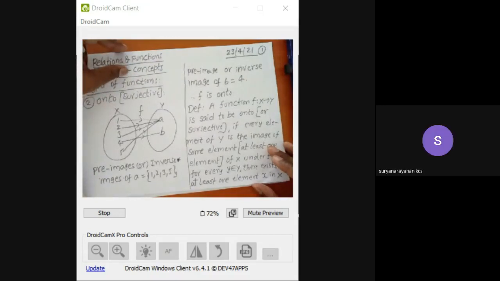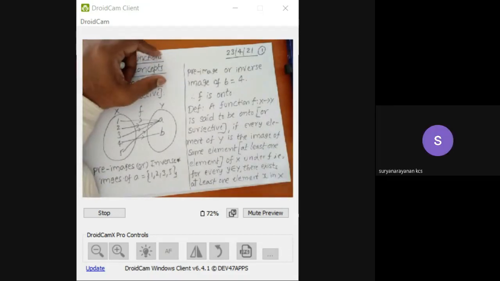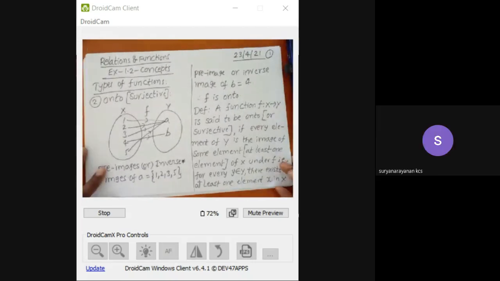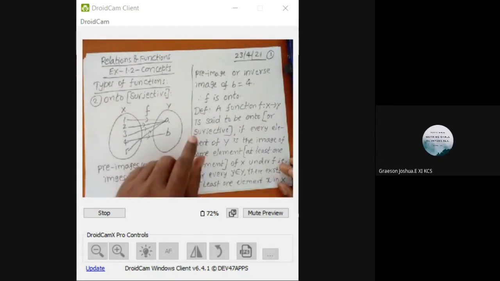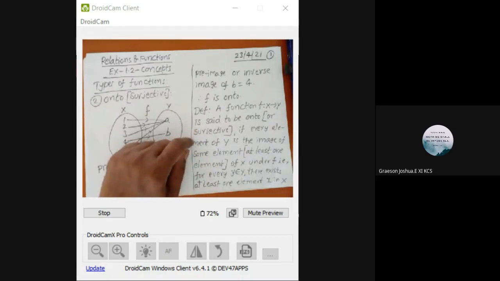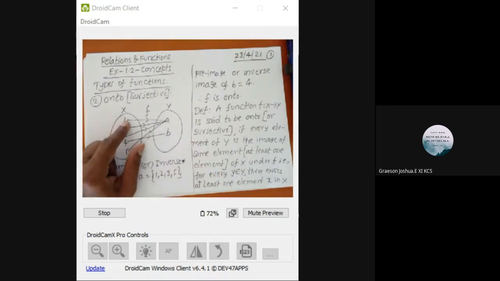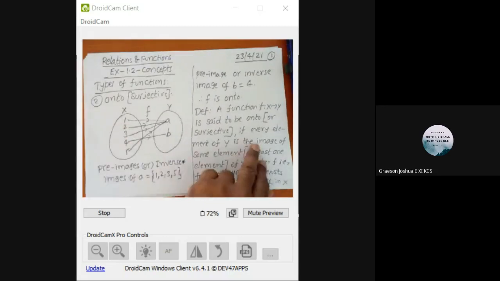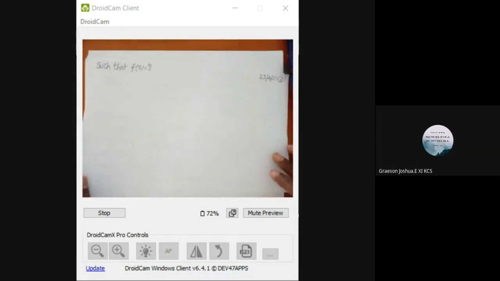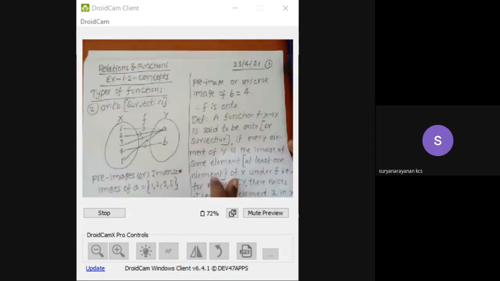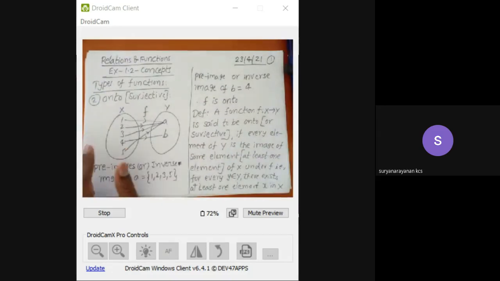Okay, sir. Right. Now, Grayson, read this definition. Yes, sir. A function f is mapping from X to Y is said to be onto or surjective if every element of Y is the image of some element, at least one element of X under f. That is, for every y belongs to Y, there exists at least one element x in X, such that f of x equals y. Very good. Now come to Joseph. Read this definition once.